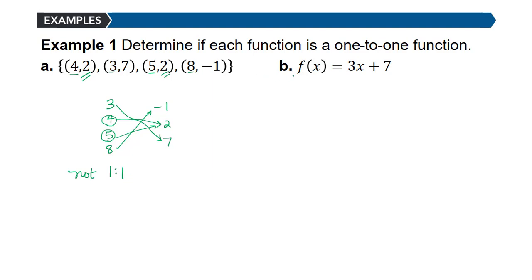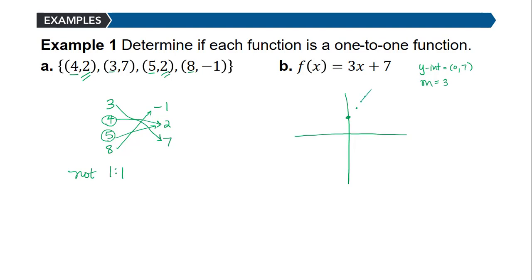What about B, f of x equals 3x plus 7? So y equals 3x plus 7 is an example of a linear function whose y-intercept is 7 and whose slope is 3. To recall, I'm just going to do a rough sketch. If we have a y-intercept at 7, we would then go up 3 over 1, up 3 over 1, to get the graph of the line.